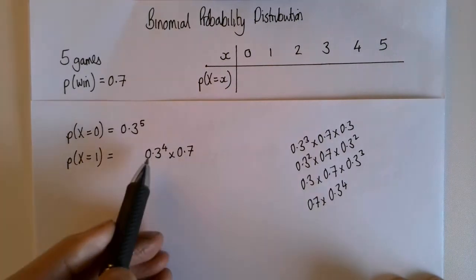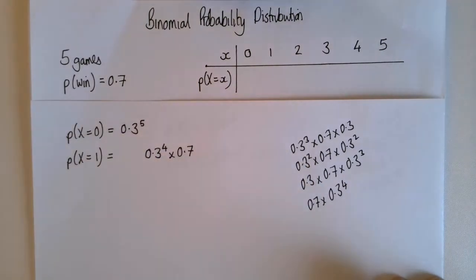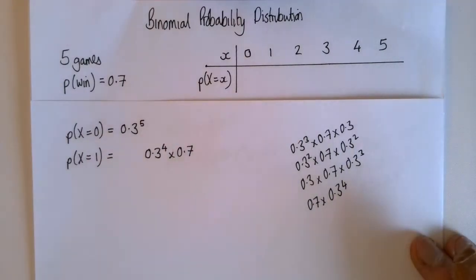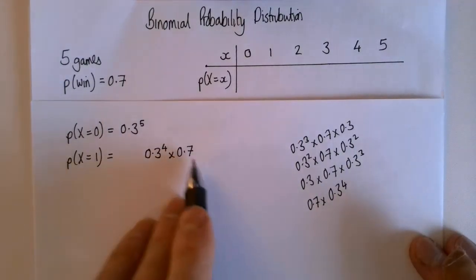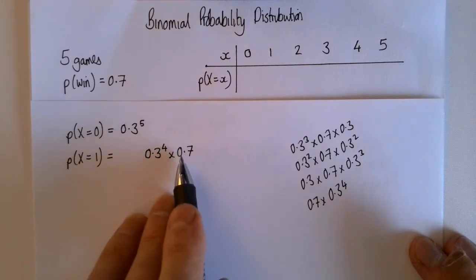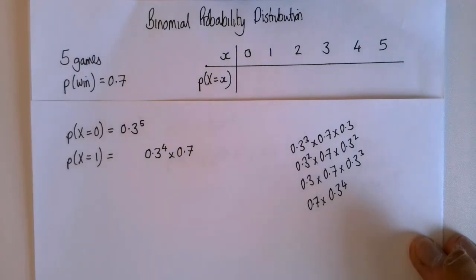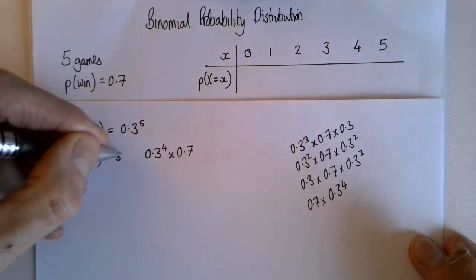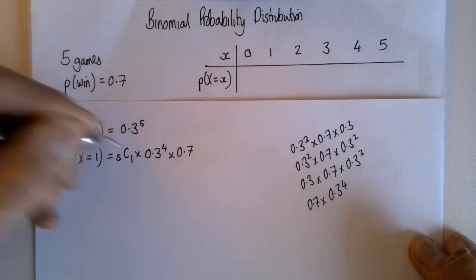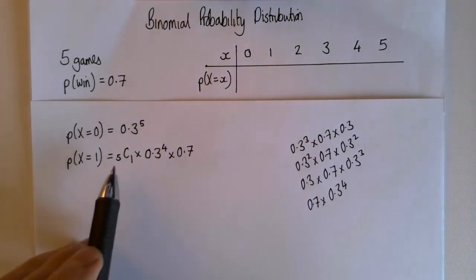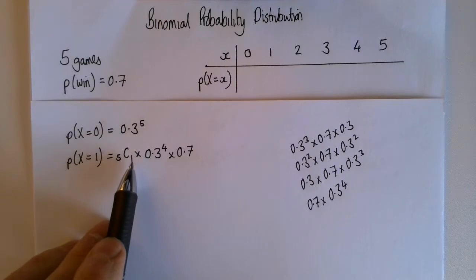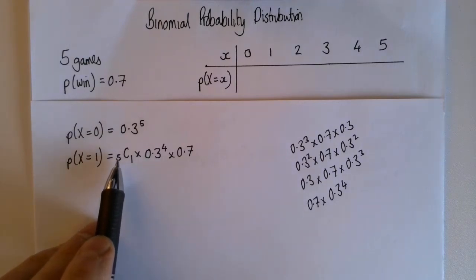Can you see how each of these is going to be the same answer? Because they all involve 0.3 to the power of 4 times 0.7, albeit in a different order. So the probability of this is this multiplied by the number of ways it can happen. The number of ways you can win 1 of 5 games. Now that's easy to work out in this case, it's 5 different ways, but it's actually 5C1. 5C1 is the number of ways you can select 1 from 5 things.